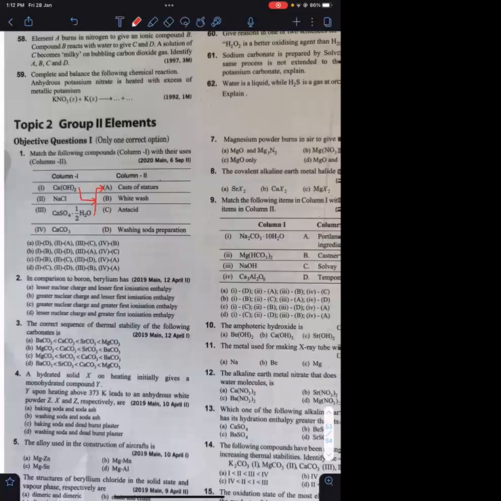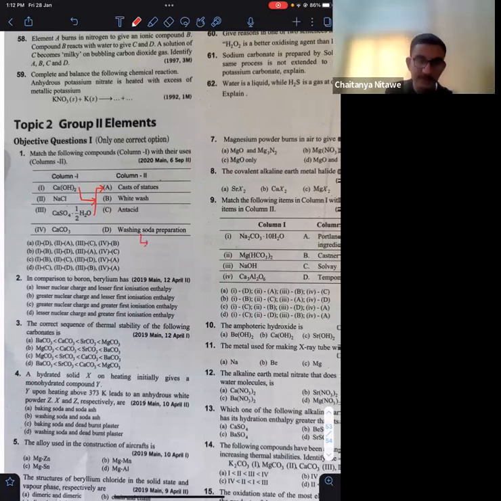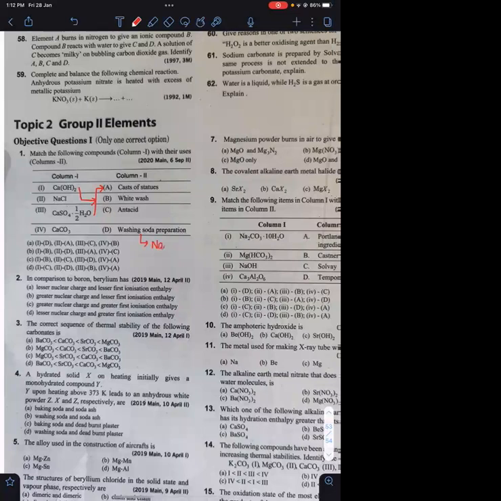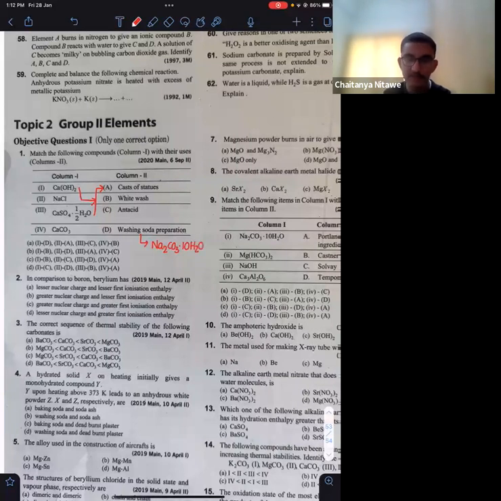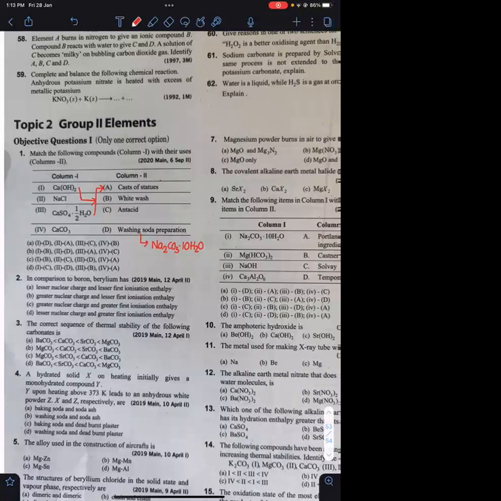Can anyone tell me the preparation method of washing soda? Anyone? What is the formula of washing soda? Na2CO3·10H2O. Okay, can anyone tell me the preparation method of it? Meaning, we decompose CaCO3 to form CO and CO2, then NaCl reacts with water to form NaOH, then it reacts with CO2 to form NaHCO3, then heating gives Na2CO3. Once again, tell me the second step.